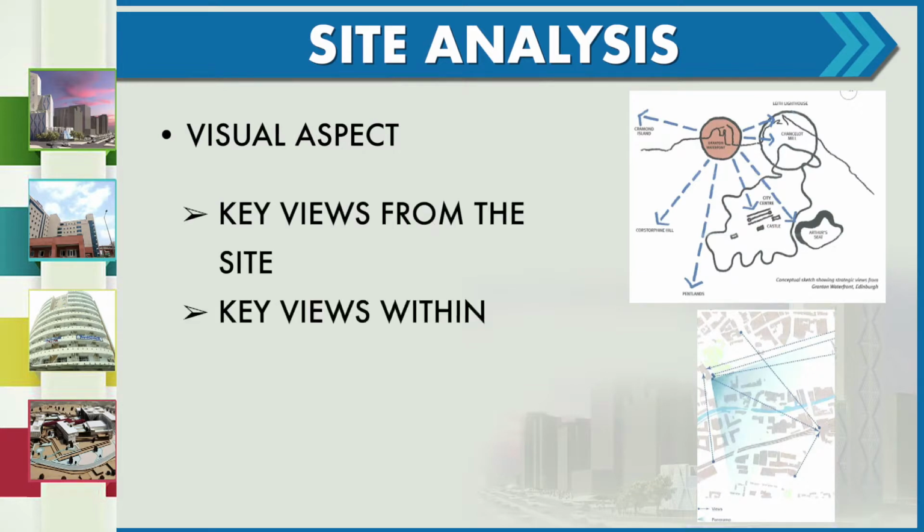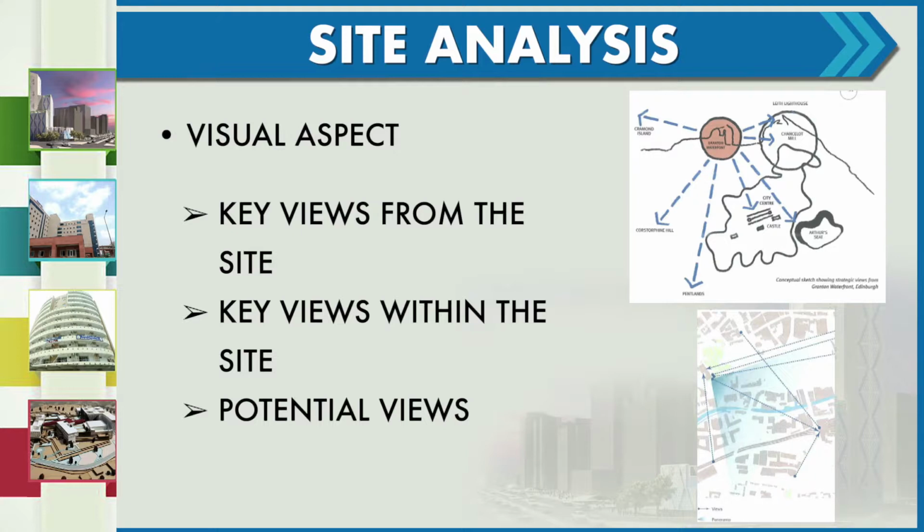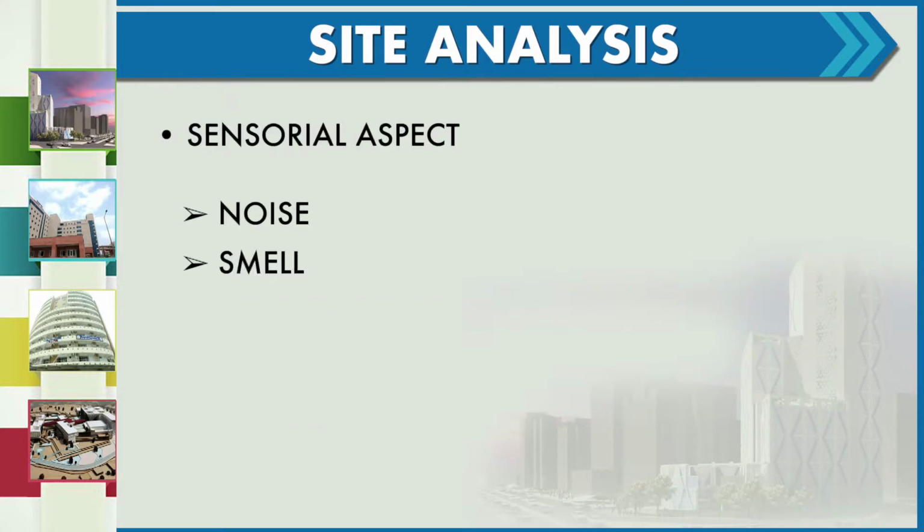The fourth one is visual aspect. Visual aspect is considered to identify the various key views from the site and key views within the site. It also includes the potential views which can be developed through the site design. The last is sensorial aspect. We have to identify the various elements that produce noise and smell.